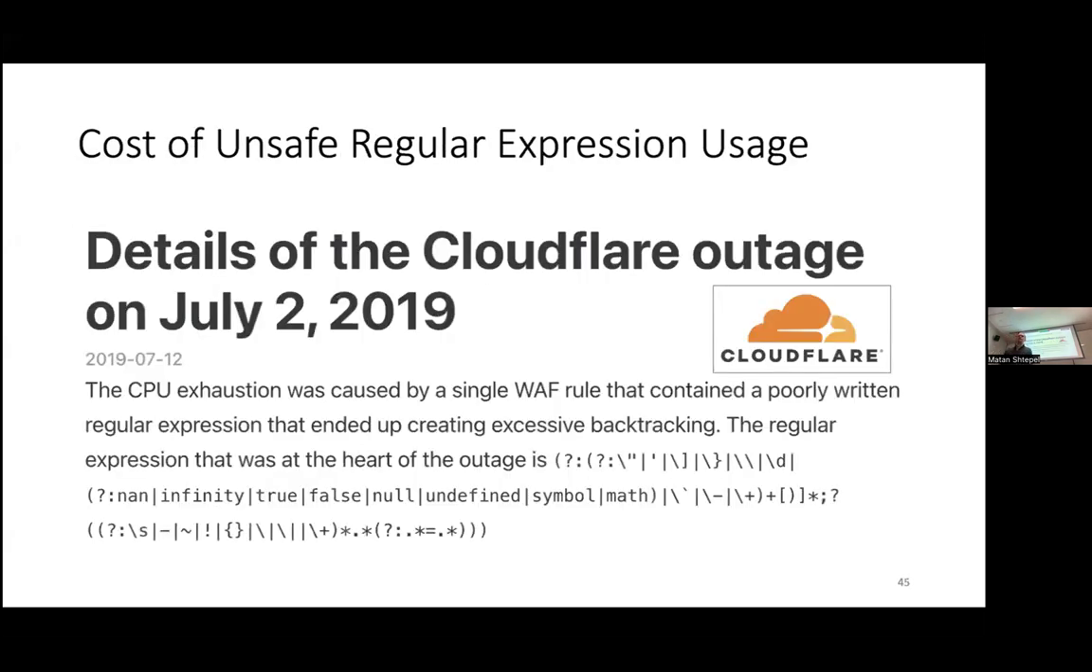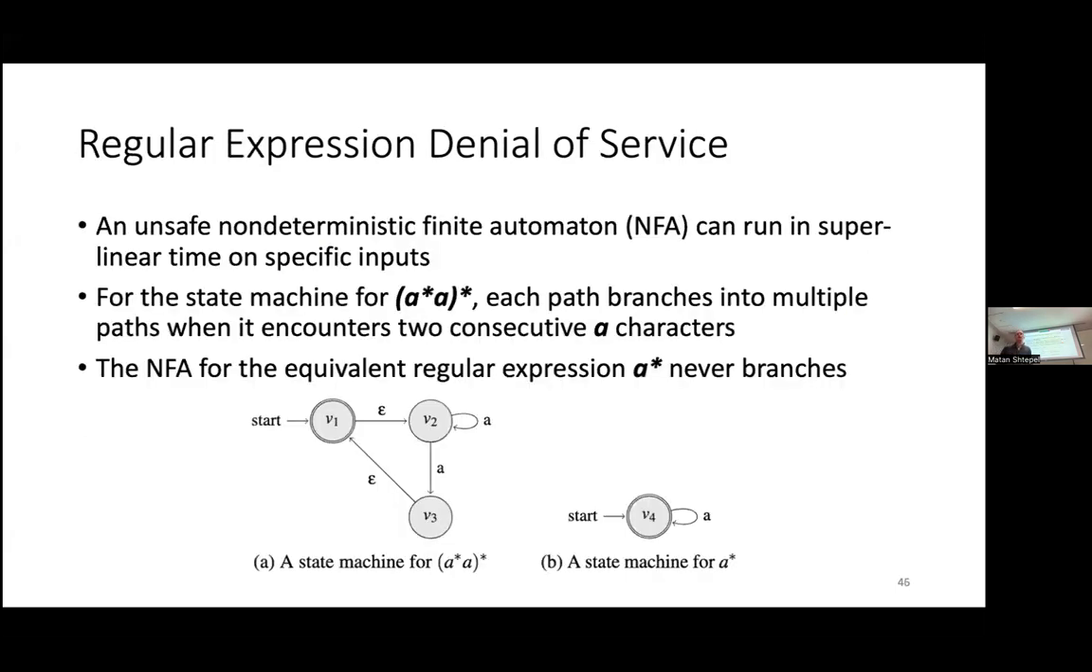In 2019, the company Cloudflare suffered a 27-minute global outage because of a regular expression within their code that had an exponential running time on certain inputs. The reason why this was possible is that the standard approach for checking whether a regex accepts a string is to convert the regex into a non-deterministic finite automaton, or NFA, and then to evaluate the NFA on that string. Now, NFAs allow for unlimited branching during evaluation, so it's possible for an NFA to run in superlinear time and even exponential time on specific inputs.